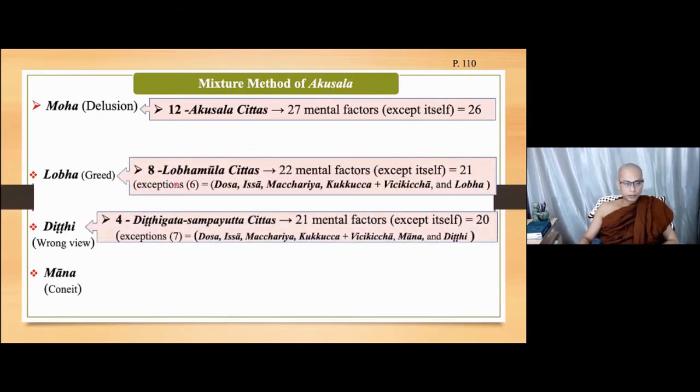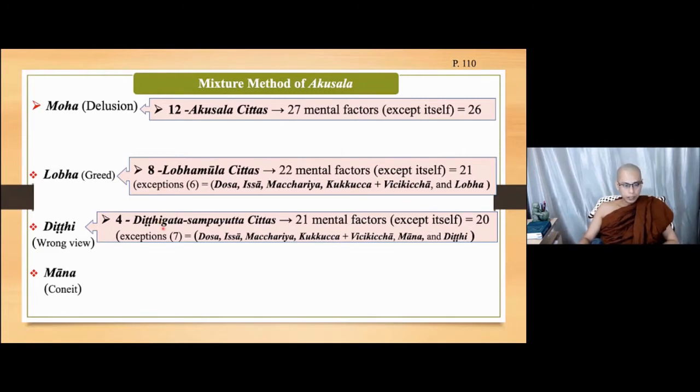Then Lobha Mula, Lobha, greed, arises with only Lobha Mula citta. So 8 Lobha Mula citta arise with 22 mental factors. If we take out Lobha, it's 21. So altogether the exceptions are 6, because among the 27, 22 can associate with Lobha Mula Citta. So Dosa, Issa, Macchariya, Kukkucca, Thina, Middha, Vicikiccha are the exceptions.